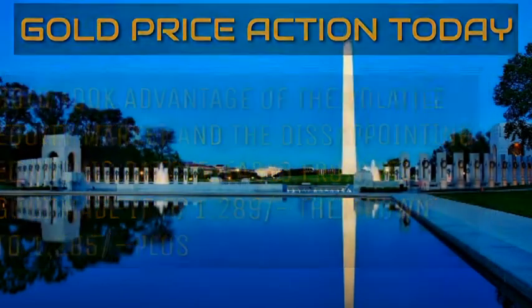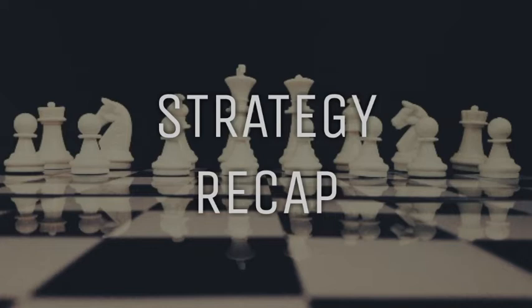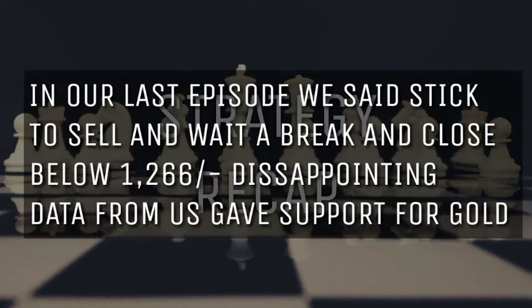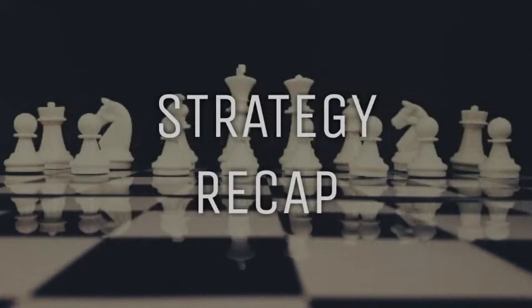For the strategy recap on the last episode, we said to stick to the sell and wait for a break and close below 1,266. Again, the disappointing data from the United States gave support for the gold, and we did not see a significant move to the downside. Let's move on now to the economic calendar.